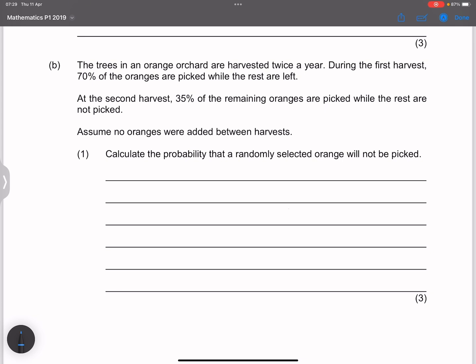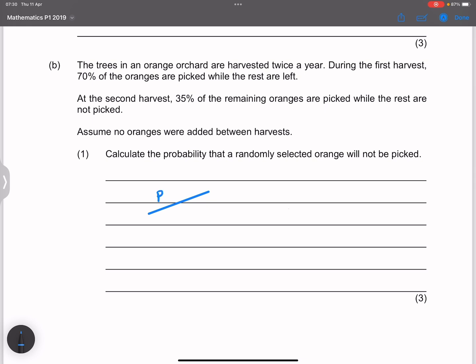Okay, so the next portion, they say the trees in an orange orchard are harvested twice a year. During the first harvest, 70% of the oranges are picked, while the rest are left. At the second harvest, 35% of the remaining oranges are picked, while the rest are not picked. Assume no oranges were added between the harvests. Now they say calculate the probability that a randomly selected orange will not be picked. I think the best way to demonstrate this would be through a tree diagram, right?